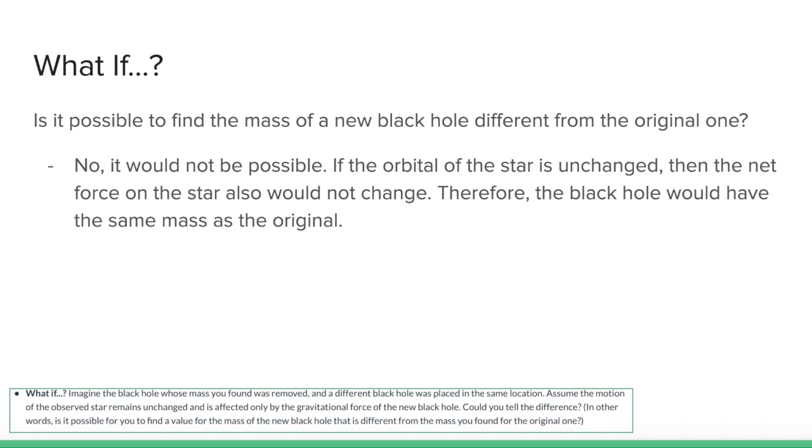Is it possible to find the mass of a new black hole different from the original one? No, it would not be possible. If the orbit of the star does not change, then the net forces on the star also would not change, and therefore the black hole would have the same mass as the original black hole.